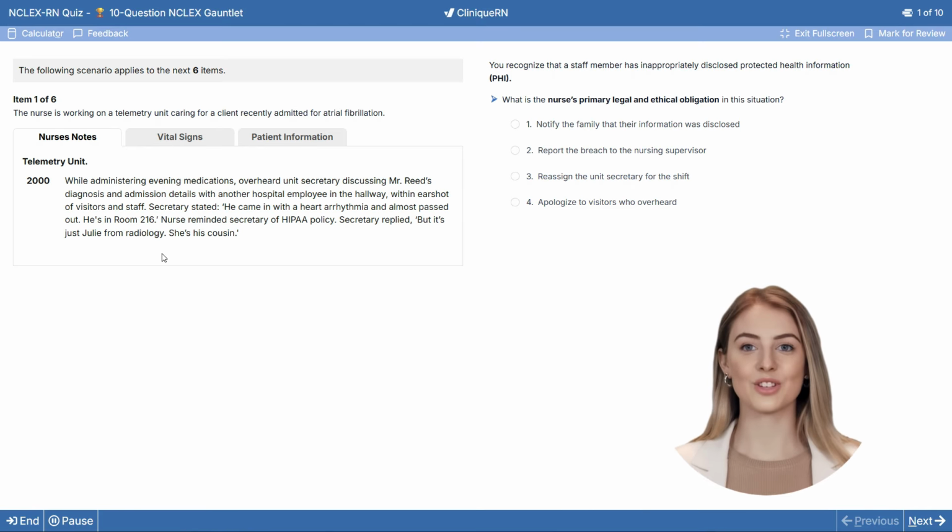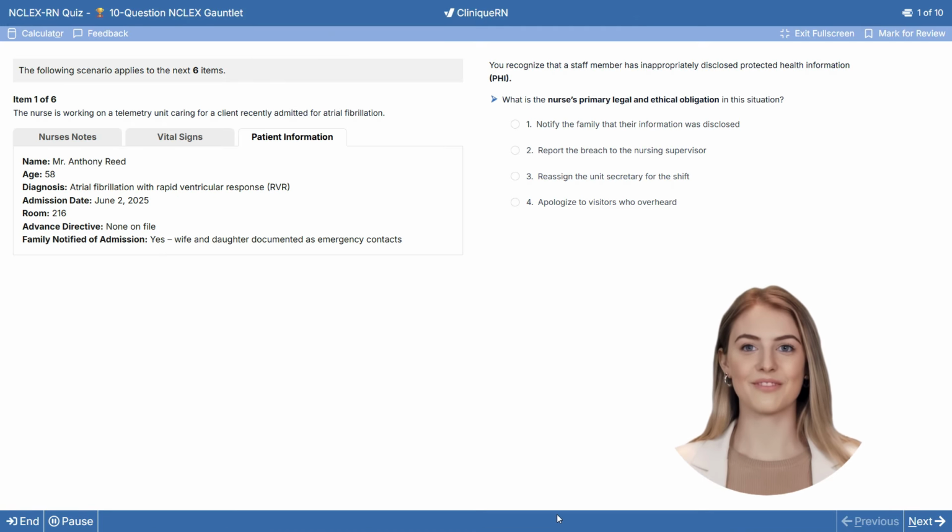And finally, the nursing notes, which read: Telemetry unit. While administering evening medications, overheard unit secretary discussing Mr. Reed's diagnosis and admission details with another hospital employee in the hallway within earshot of visitors and staff. Secretary stated, "He came in with a heart arrhythmia and almost passed out. He's in room 216." The nurse reminded the secretary of HIPAA policy. Secretary replied, "But it's just Julie from radiology. She's his cousin."